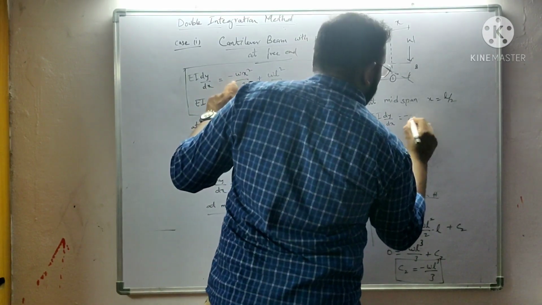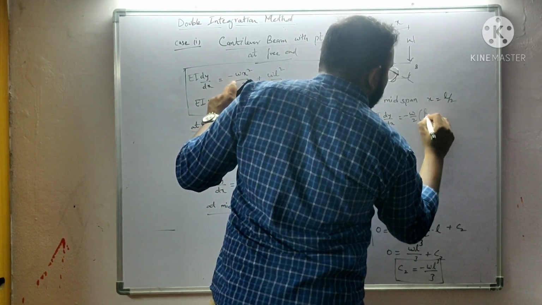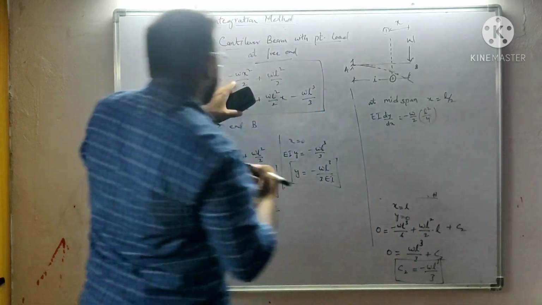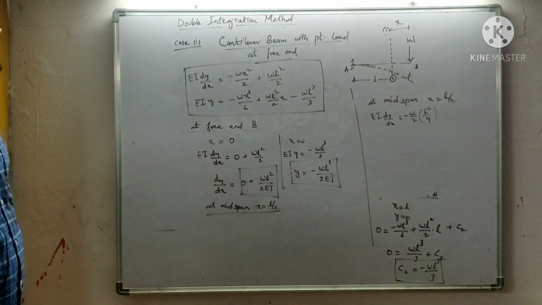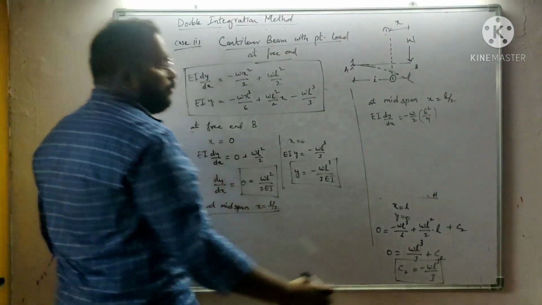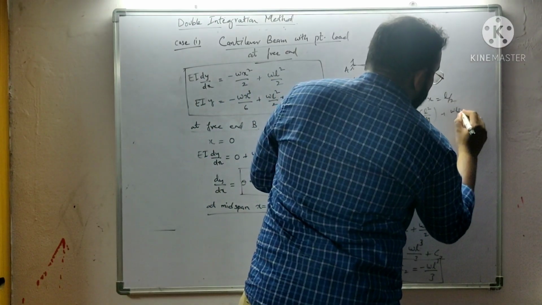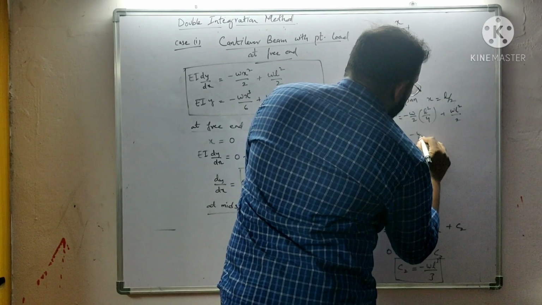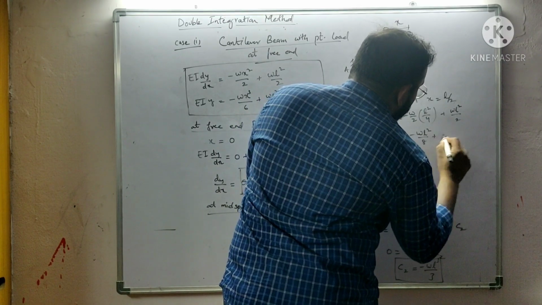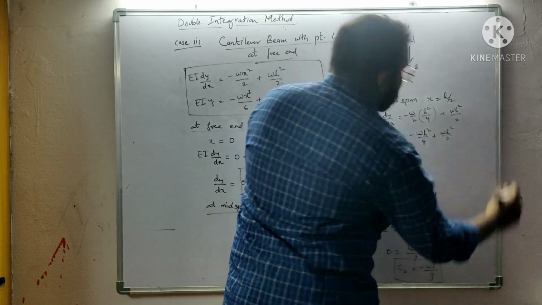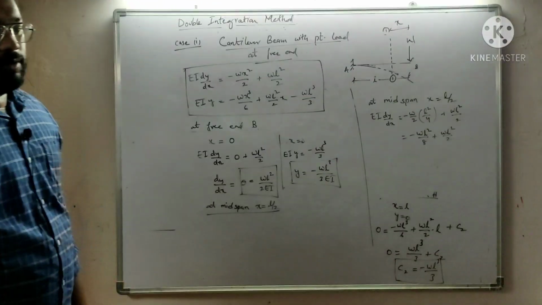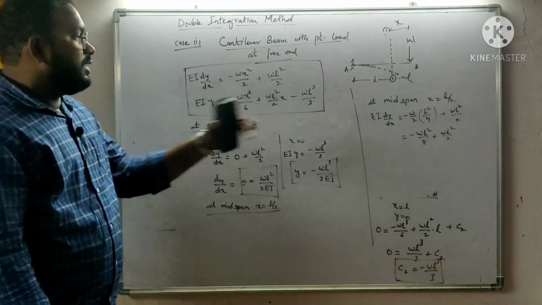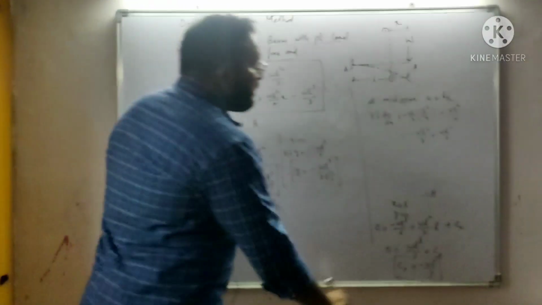EI dy by dx is equal to minus W by 2 into L by 2 whole square, or L square by 4, plus WL square by 2. This is equal to minus WL square by 8 plus WL square by 2. If you simplify this one, on simplification, you will get the slope at mid span.